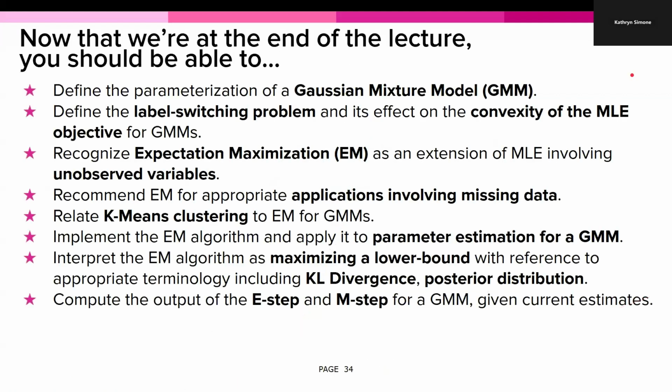All right, so that brings us to the end of this lecture. Here's a quick recap of what we did, as well as some ideas for things that you should try and play around with on your own. We encountered the parameterization of a Gaussian mixture model. We also talked about the label switching problem that comes up when we're trying to infer parameters of a Gaussian mixture model, and how this made the objective of MLE for a GMM non-convex.